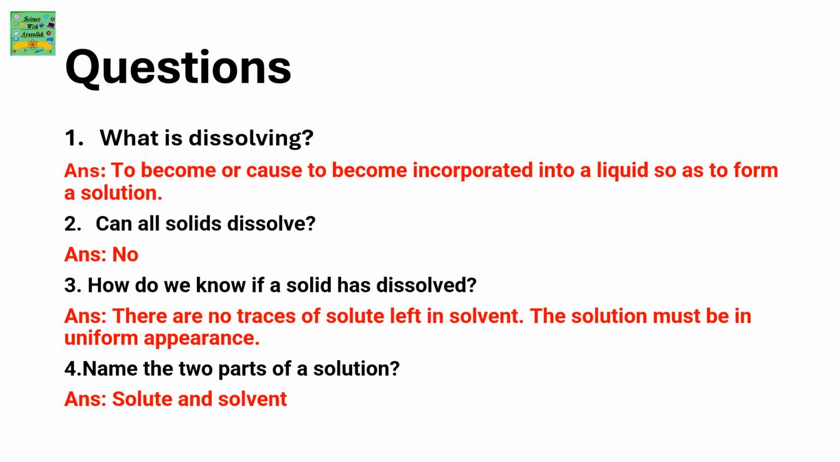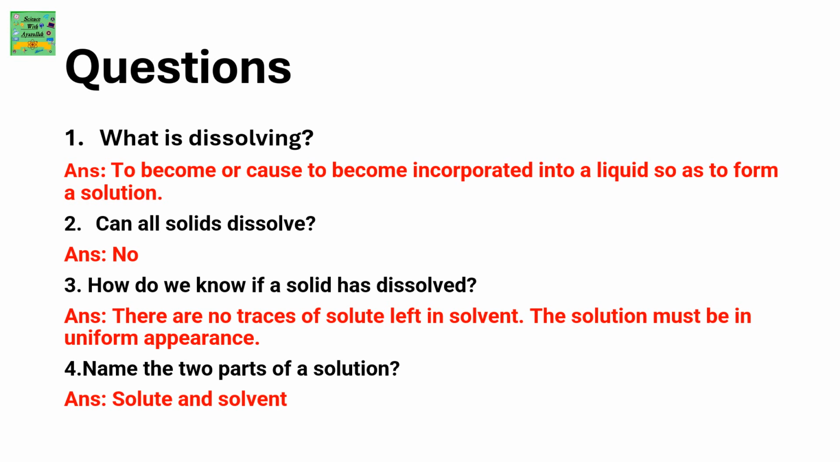Here are the answers for the first four questions. What is dissolving? To become or cause to become incorporated into a liquid so as to form a solution. Can all solids dissolve? No, all solids cannot dissolve. How do we know if a solid has dissolved? There are no traces of solute left in solvent. The solution must be in a uniform appearance or homogeneous mixture.